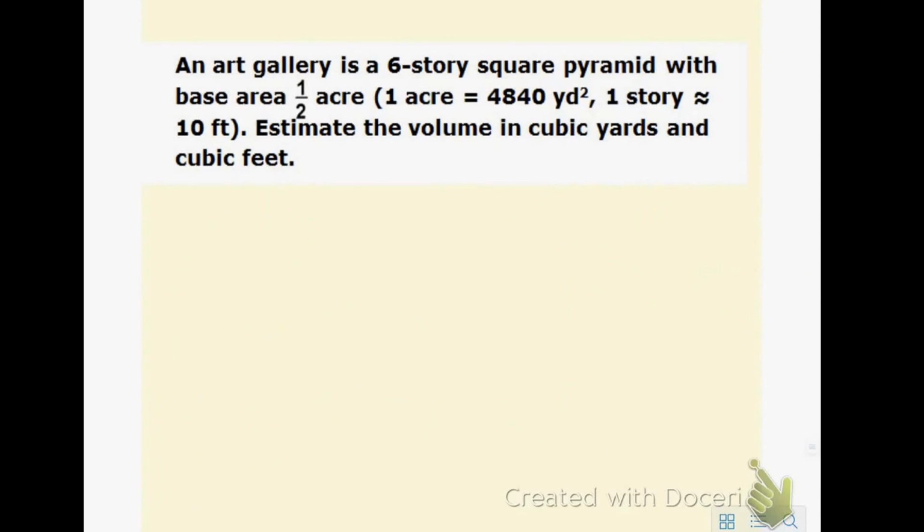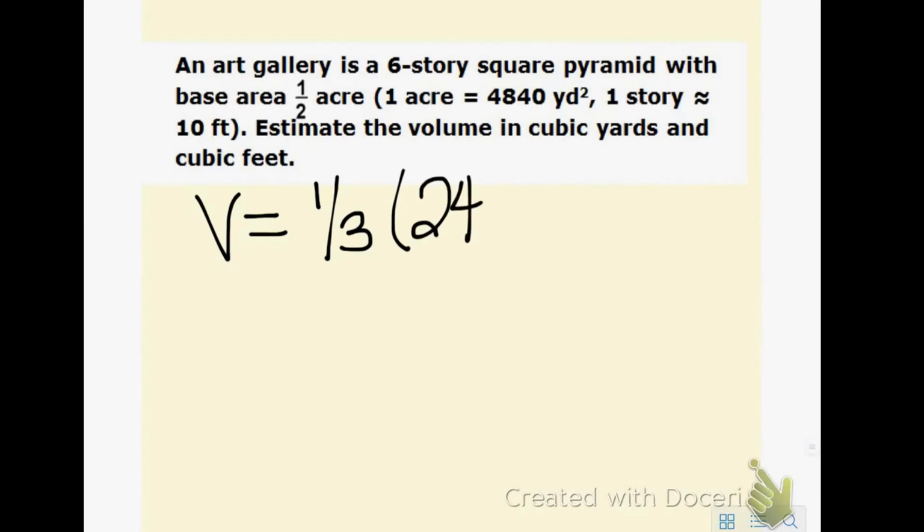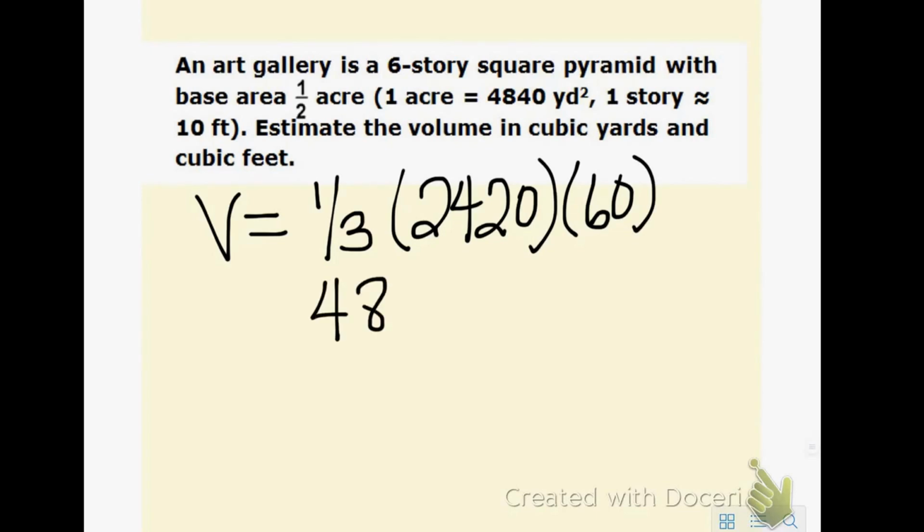So to find the volume, I'm going to say 1/3 times capital B, which we said was 2,420, times the height, which we said was 60. So I'm going to say 1/3 times 2,420 times 60, and that gives me 48,400 cubic yards. And I'm not going to find it in cubic feet. So that'll be good.